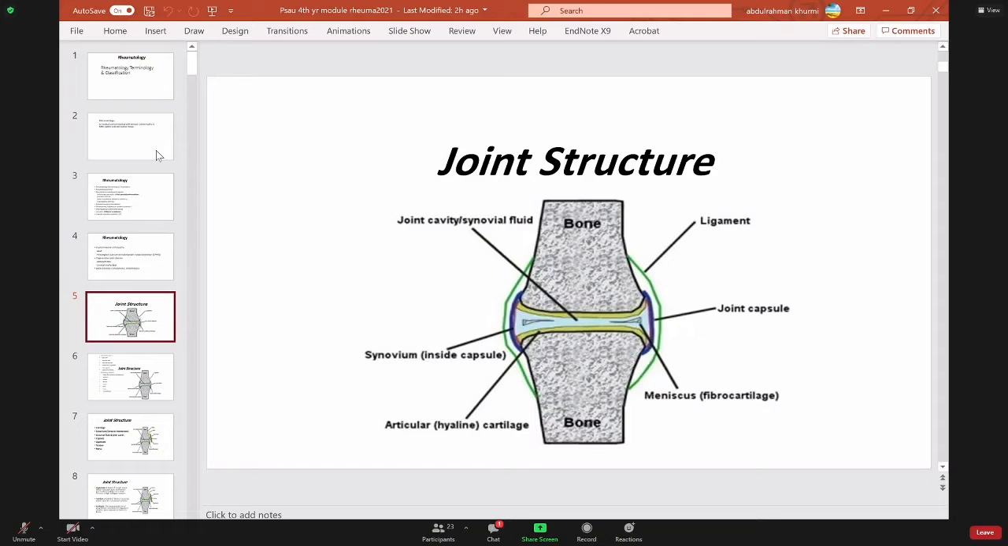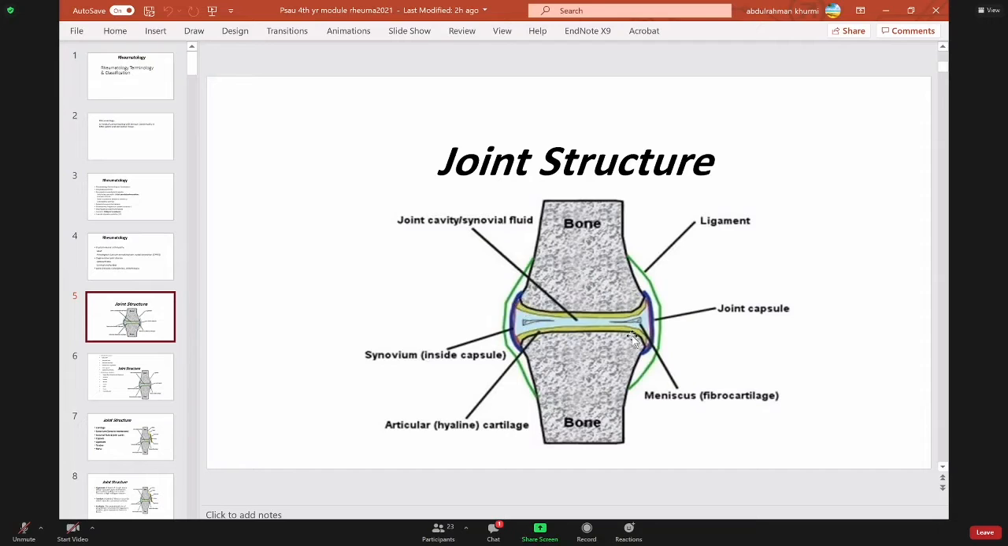Yeah, this is joint. Any joint does contain two bones articulating together, covered by synovium, which is the thin red color here, which is very important. Why it is very important? It has a fluid inside the synovium. The synovium itself does cover the joint, and it is the primary site where inflammation in rheumatoid arthritis does happen.